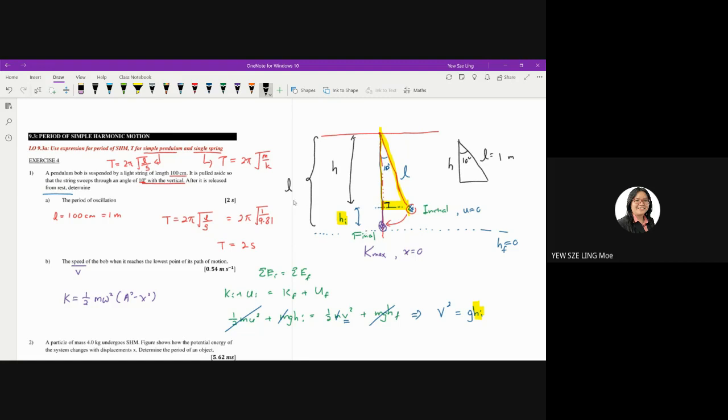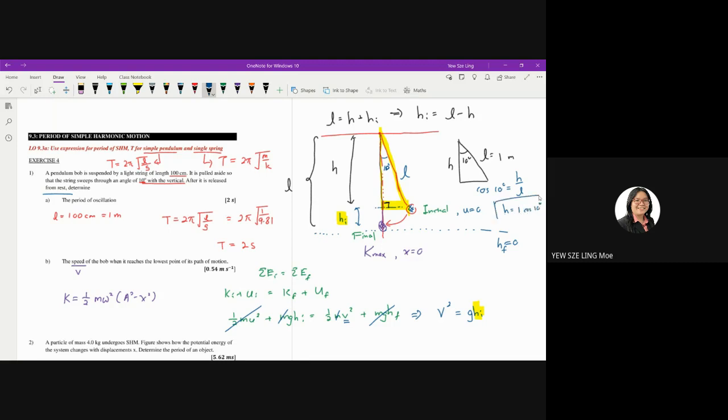Therefore, based on this diagram, I know that L is equal to H plus h initial. So if you can obtain H from the diagram, then you will be able to determine the value of h initial. So h initial is actually equal to L minus H. Based on these black triangles, I can say that cos 10 degrees is equal to H over L. So H is equal to 1 times cos 10 degrees.